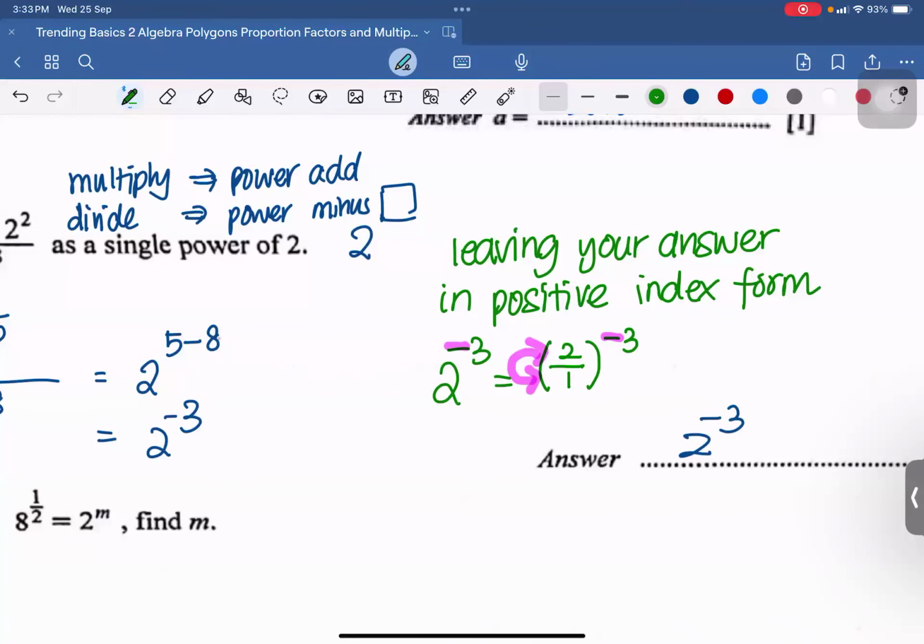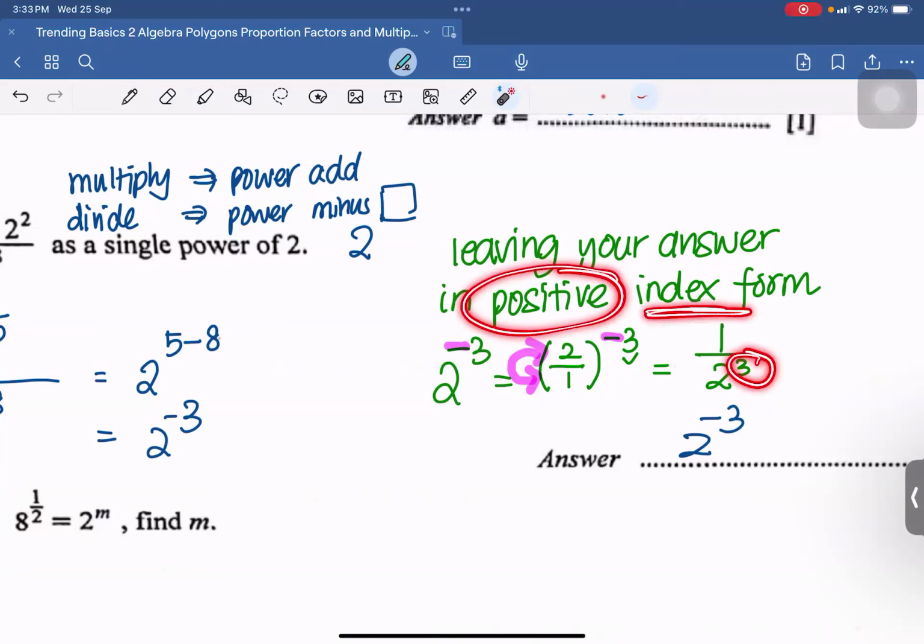So the number itself needs to flip. It becomes 1 over 2. The power is still 3. 1 to the power of anything is still 1. So 2 to the power of 3 in the denominator. This will be the answer. They say leaving your answer in positive index form, so that means my power is a positive number. The negative means 1 over. So you get your answer, 1 over 2 cubed. Is this okay? All right.